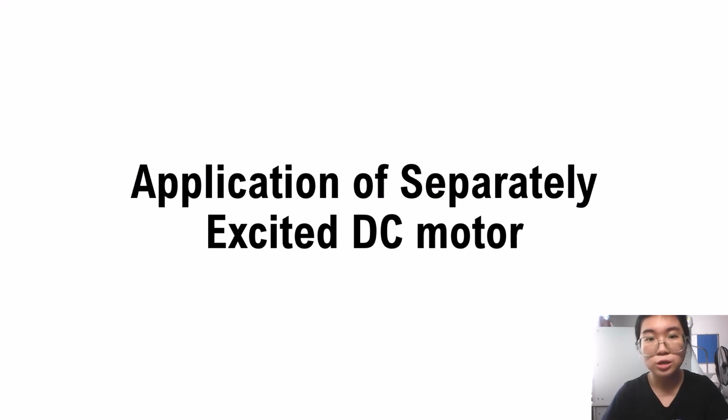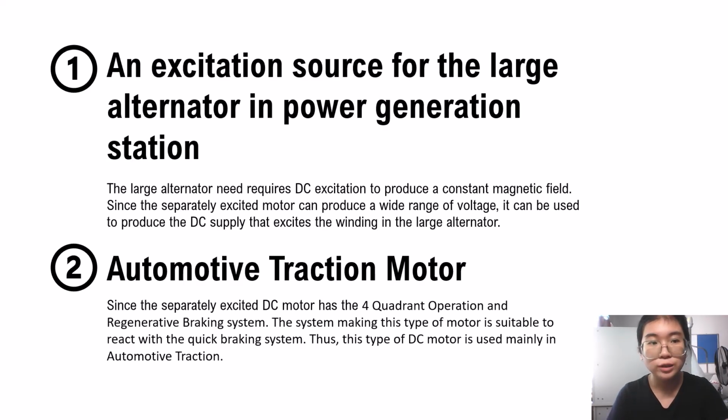Hi, I'm Xing Shen. Rosie and I will explain about the application of separately excited DC motor. First, the separately excited DC motor can be an excitation source for the large alternator in power generation station. The large alternator requires DC excitation to produce a constant magnetic field. Since the separately excited motor can produce a wide range of voltage, it can be used to produce the DC supply that excites the winding in the large alternator.